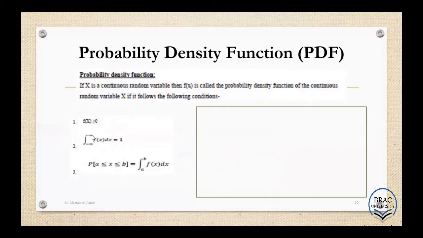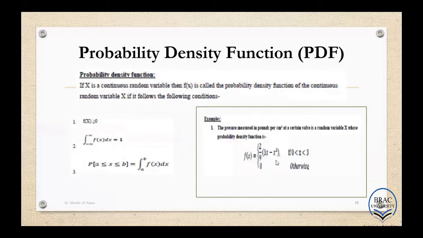Second one is that the total integral of the function is 1, and third one is we can calculate the probability value for any specific limiting form. That means, for example, probability of a less than or equal to x less than or equal to b means integration from a to b of f of x dx. So for any continuous random variable, if the functional form f of x satisfies these three conditions, then this is called probability density function or PDF.